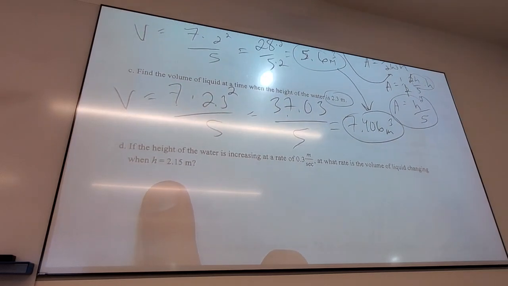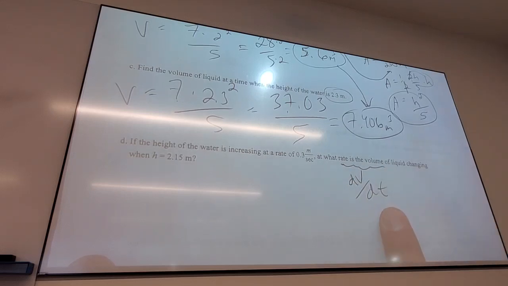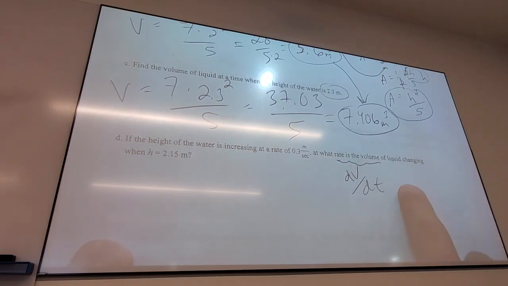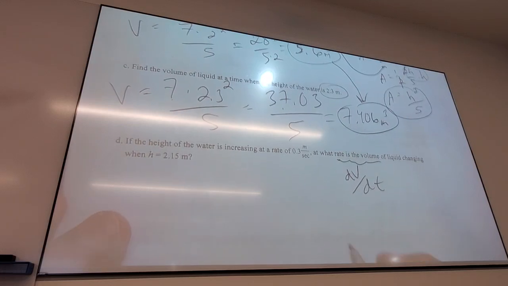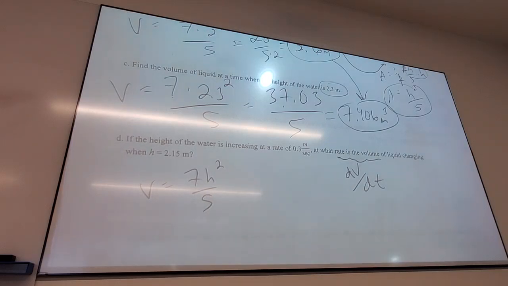What's it asking me for? What is the question asking me for? The rate of change. Rate of change of? Volume. And what's the symbol for that? dV over dt. Do I have a formula that has this in it? No, so there's no way I can calculate this until I get a formula that has this in it. How do I do that? Say again? Take the derivative, yeah. Take the derivative.